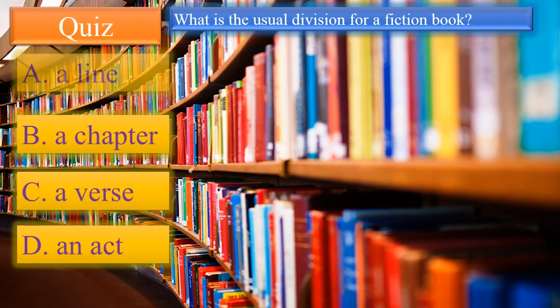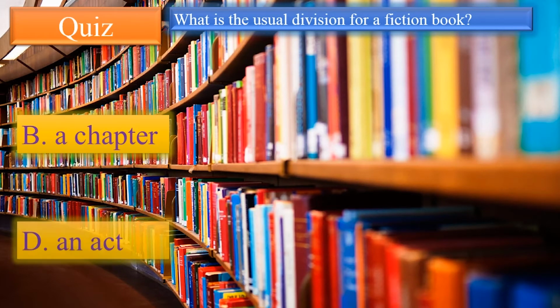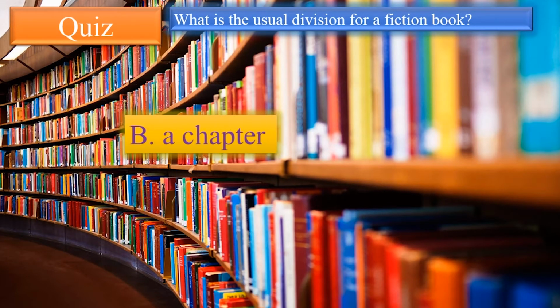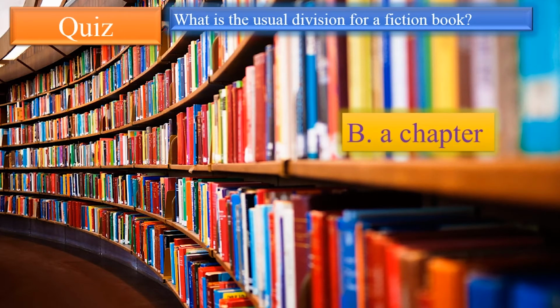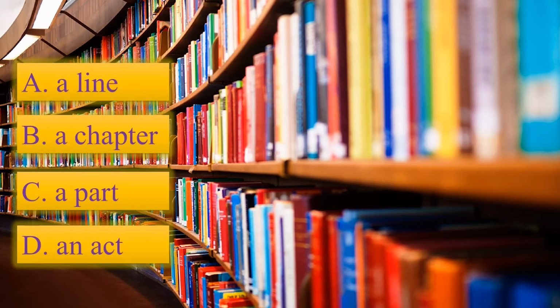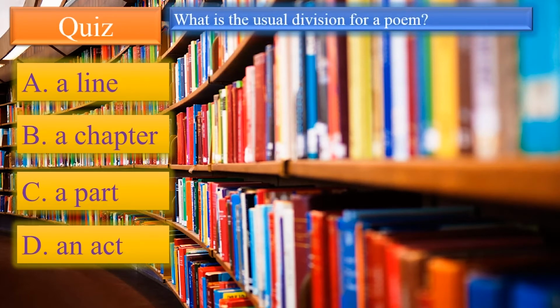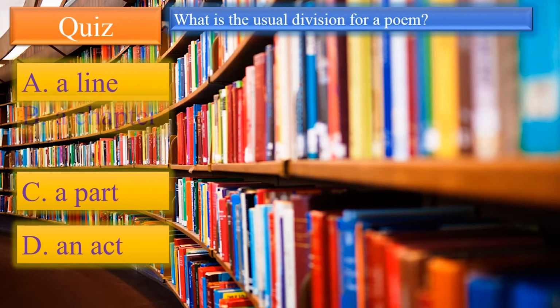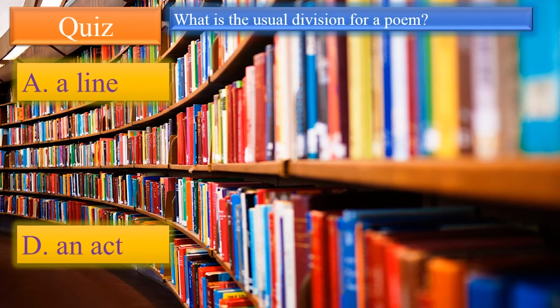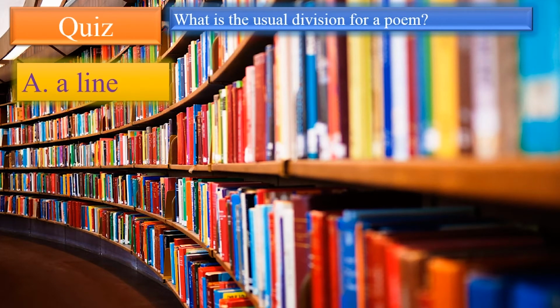Yeah, if you read a fiction book, you know that all fiction books are divided into different chapters. What is the usual division for a poem? Again, you have an act, a part, a chapter, or a line. Yeah, it's a line.